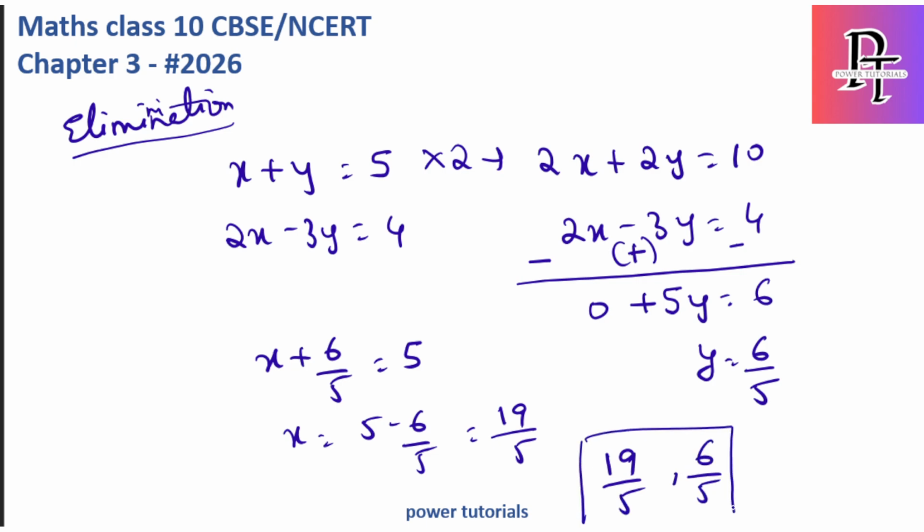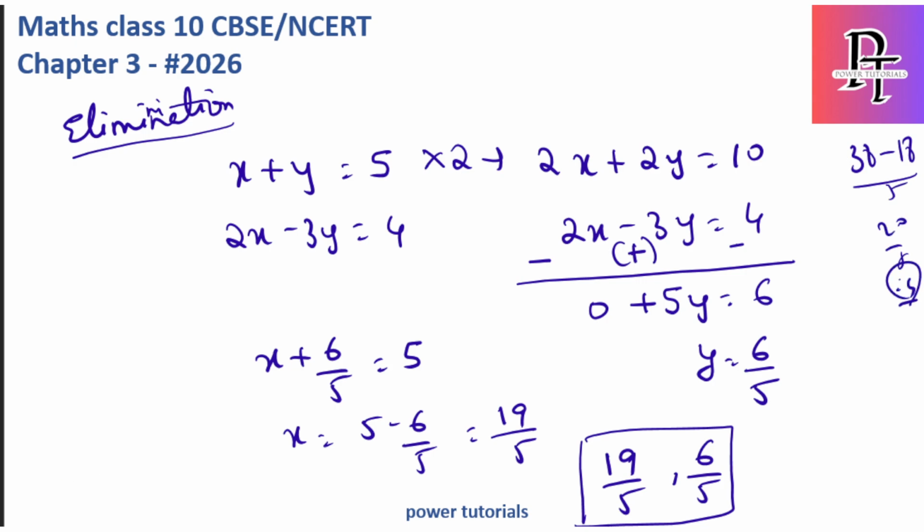You can cross check your answer. So x plus y, 19 plus 6, 25 by 5 is 5. That is correct. What about the second? 2 into 19 is 38, minus 6 threes are 18, so 20 by 5, which is 4. Hence the answer is correct.